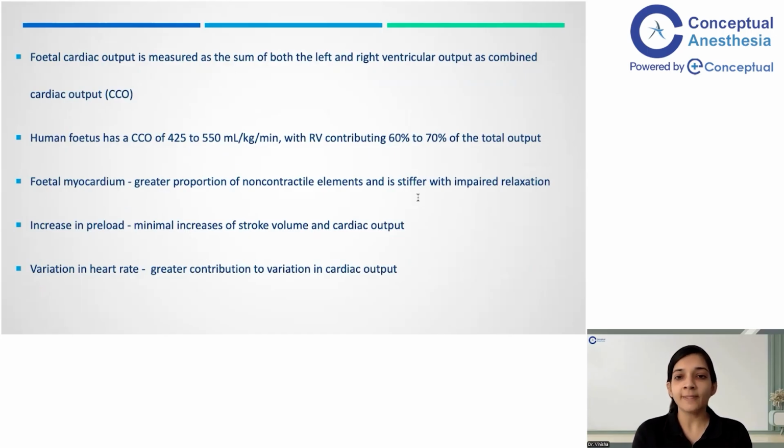Now, as we've seen in neonates and infants also, the fetal myocardium has more non-contractile elements. Basically, it's stiffer than the adult myocardium, and there is impaired relaxation. So it lies on the upper limit of the Frank-Starling curve. That's why an increase in preload will not provide much increase in stroke volume or cardiac output. So to actually cause a change in cardiac output, it is the variations in the heart rate which provide the changes in the cardiac output.